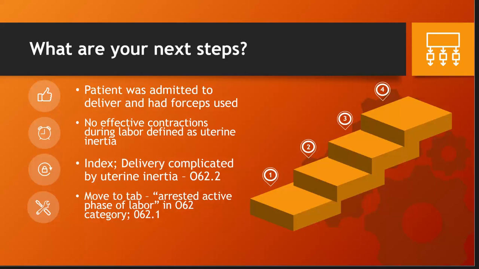At the O62 code category, we have several options. For the fourth digit, we have 0, 1, 2, 3, 4, 8, and 9. Reviewing all of those, one of those specifically says arrested active phase of labor, and that happens to be O62.1. That is our principal diagnosis code.